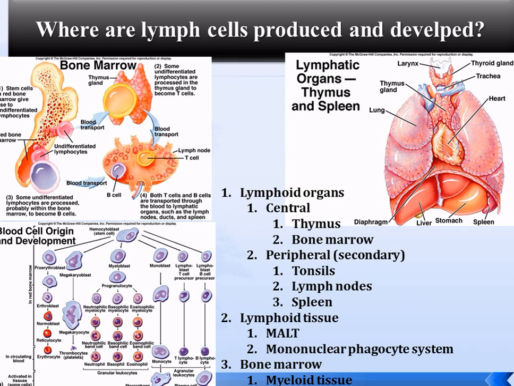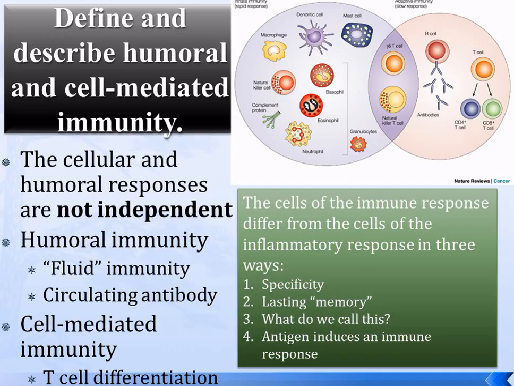But you want to remember the central and the peripheral one primarily. Okay, next keywords, humoral and cell-mediated immunity. What I want you to remember with humoral, it means fluids. And the cell you want to associate with the humoral is the B cell. And then the T cell is cell-mediated. It means that the T cells actually do the work.